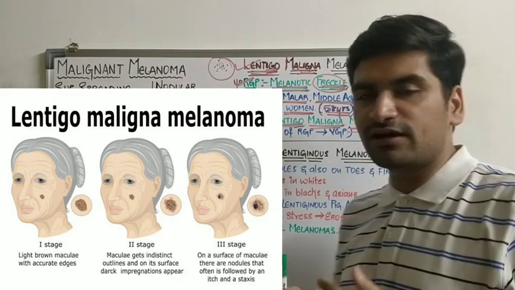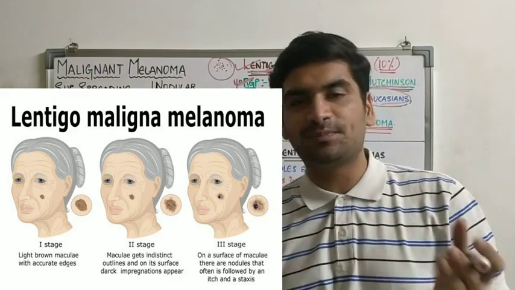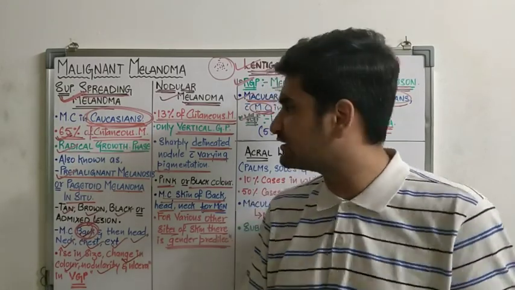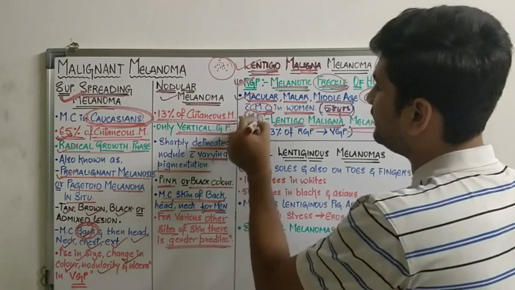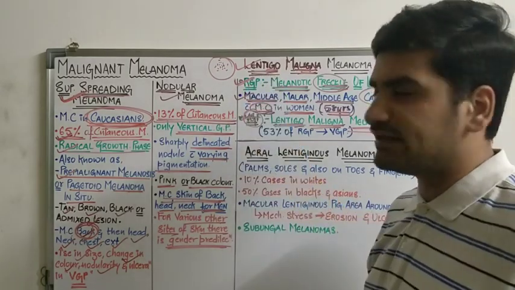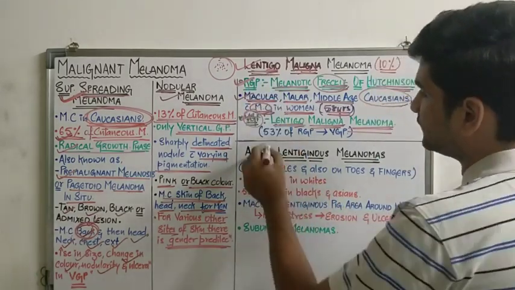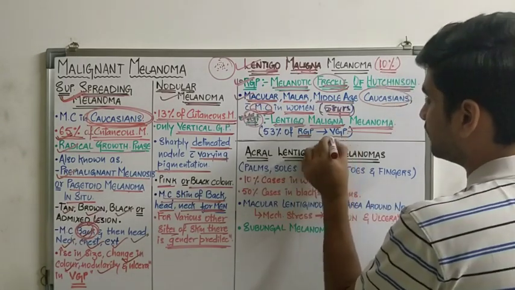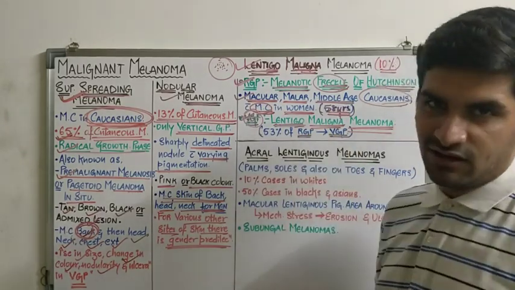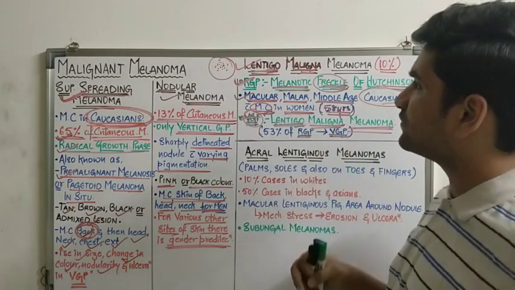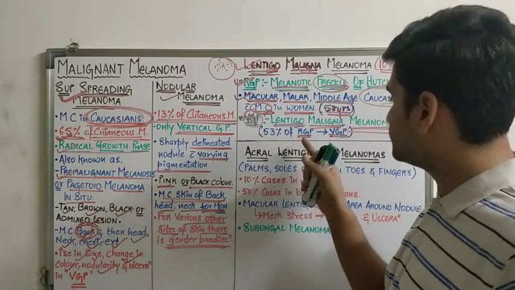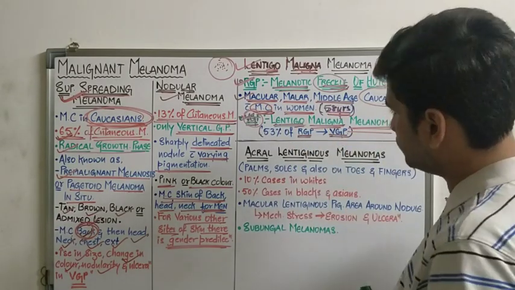In this, whatever lesion is there is going to increase, meaning the pigmentation will increase, and you will see nodular eruptions or ulcerations. So the more intense form of lesion is seen in vertical growth phase. 53% of cases of radical growth phase are converted to vertical growth phase. Out of all the cases of lentigo maligna, 53% of radical growth is converted into vertical growth phase.